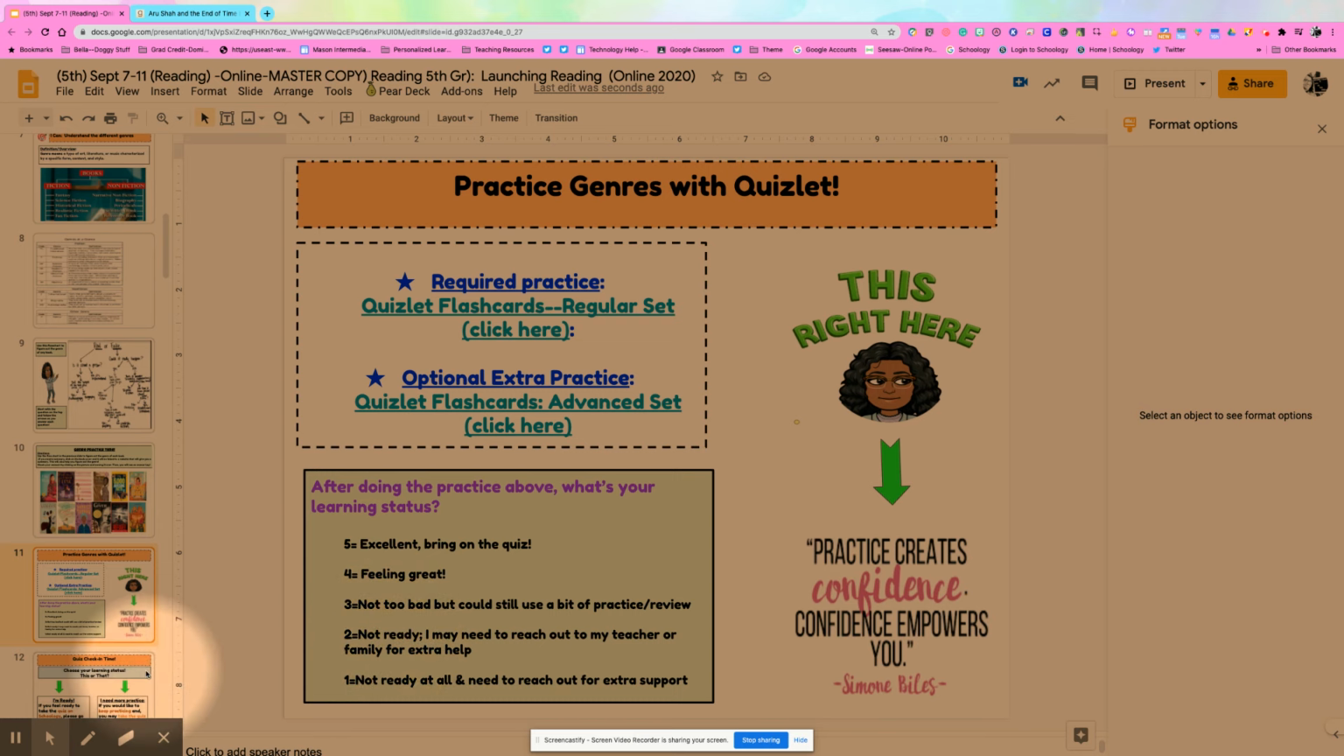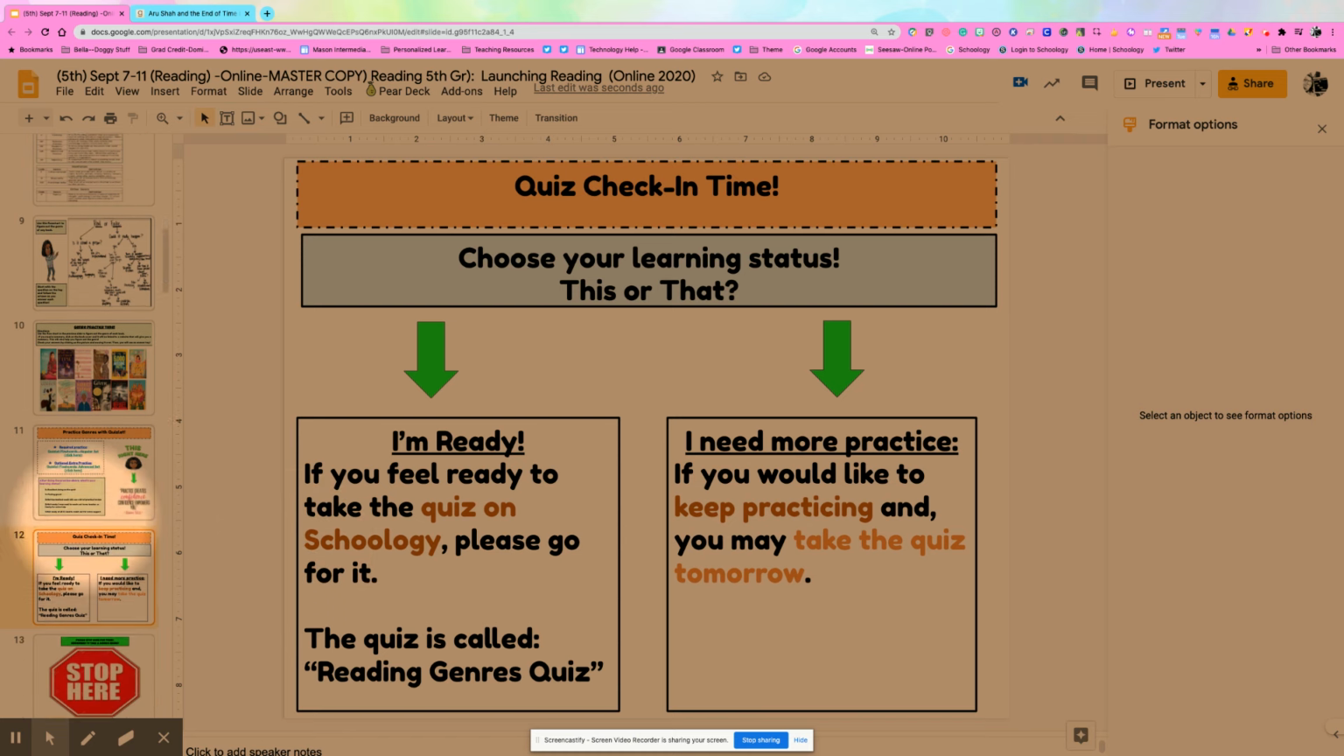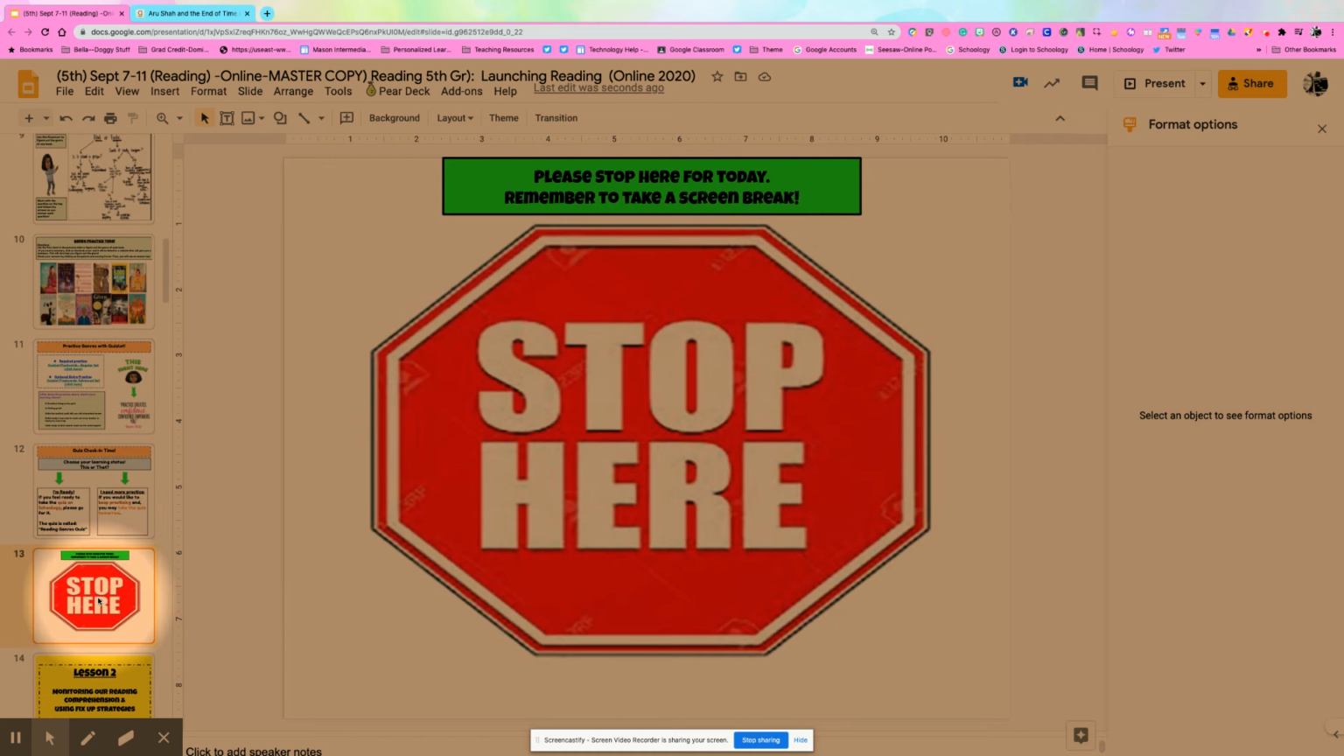Then we go to the next slide, and you're going to choose your learning status, this or that. If you are ready, you jump on Schoology and take the quiz. It's going to be called Reading Genres Quiz. If you need more practice, you will take the quiz tomorrow. All right, and that takes you to the end of your reading for the first lesson.